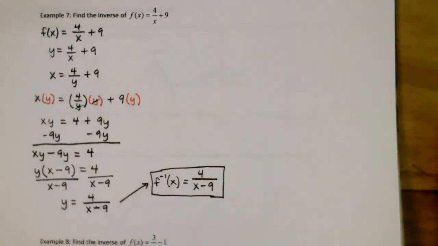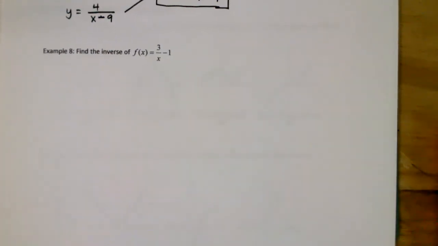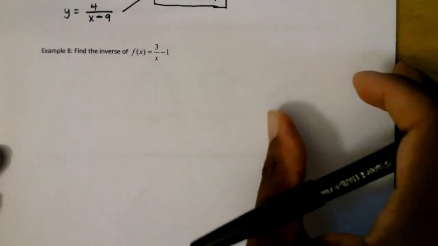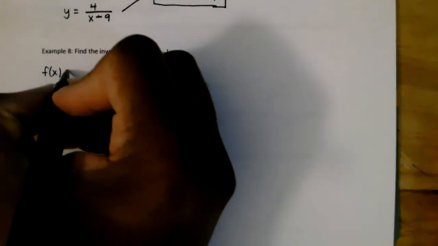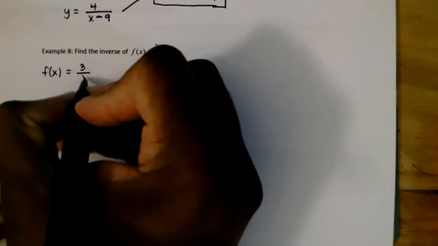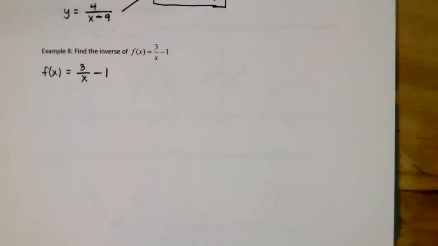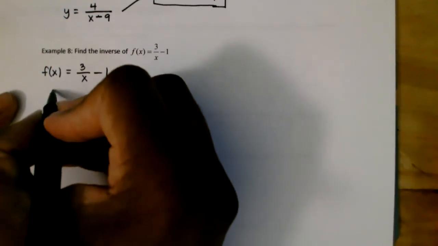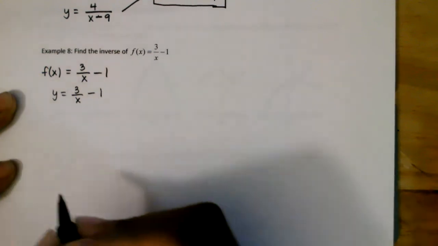All right, here's another example of just this. Let's say we want to find the inverse of f of x equal to 3 divided by x, then minus 1. All right, here's what I'm going to do here. First, replace the f of x with y. That's the first step. So it'll be y is equal to 3 over x minus 1.